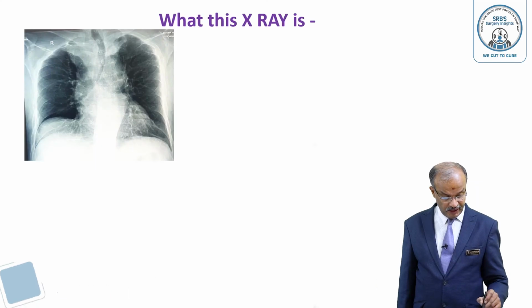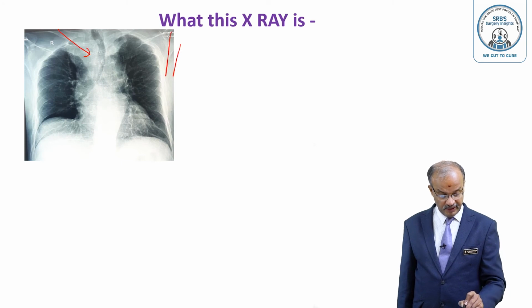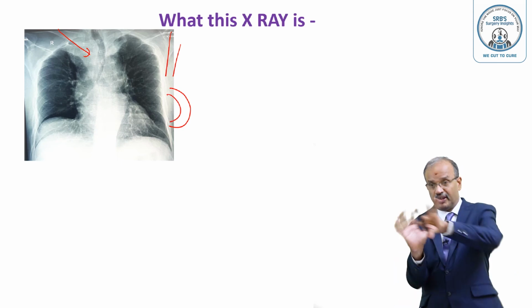So dear students, I will show you the image. Find out what exactly it is and what the implications are. So what is this X-ray? Look at that chest X-ray, the lung shadow is there. Look at the trachea, which is not straight like this. It is deviated towards the left. See that? Deviated like this.